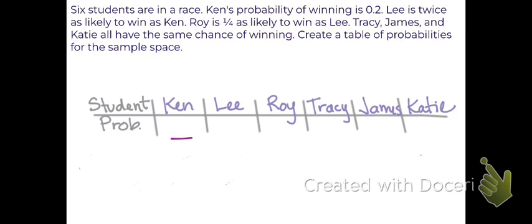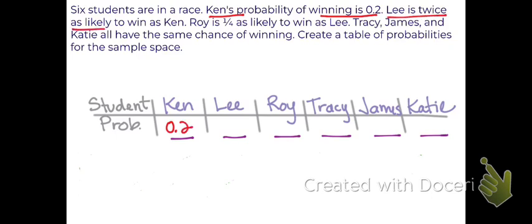So the probability of each of these people winning, if our probabilities are listed as decimals, are going to all add up to 1. If the probabilities are listed as percents, these will all add up to 100%. So let's start filling them in. It says Ken's probability of winning is 0.2. So we're going to put that right here.